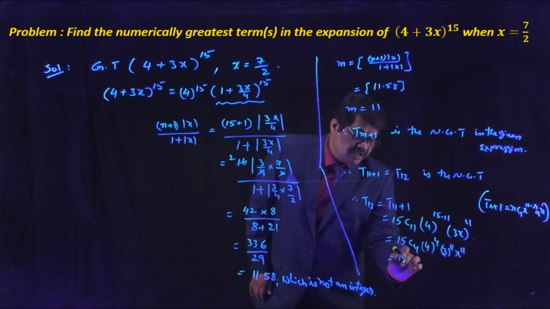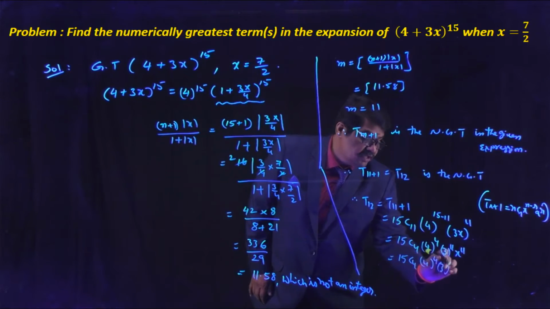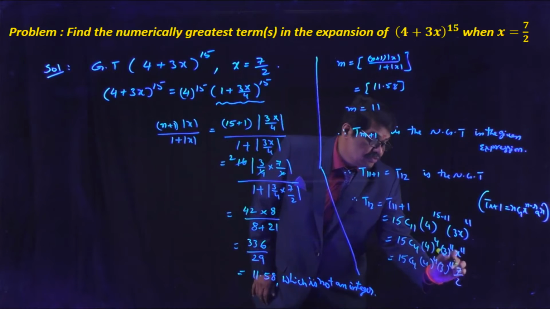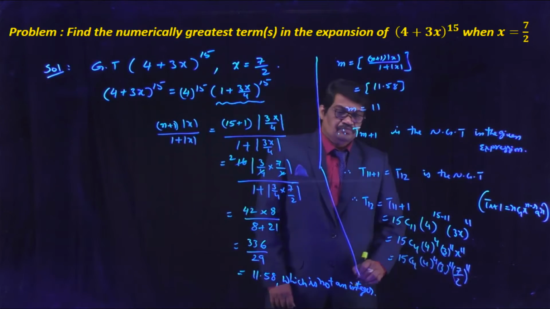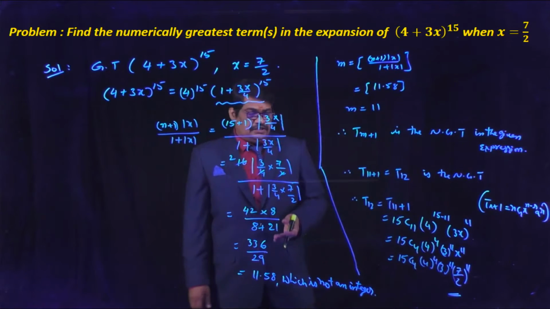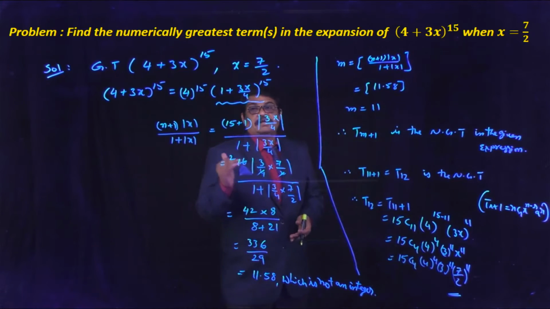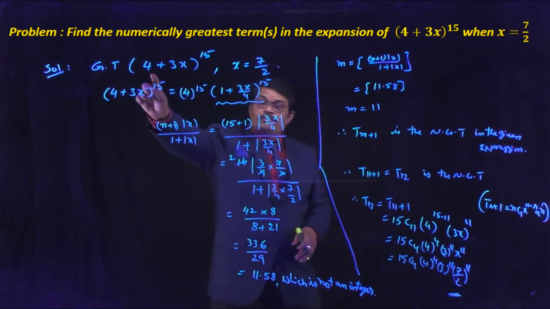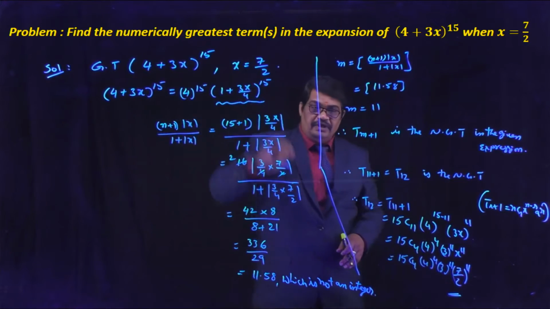What is here? X is given here, 7 by 2 whole to the power of 11. Okay, so this is the numerically greatest term in the given expression (4 plus 3x) whole power 15.